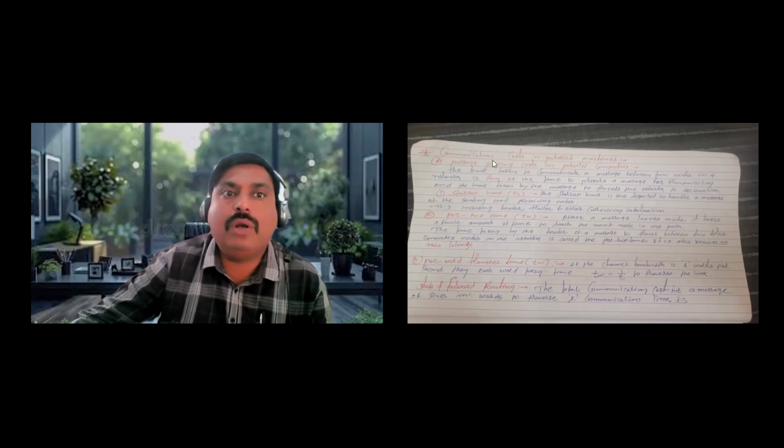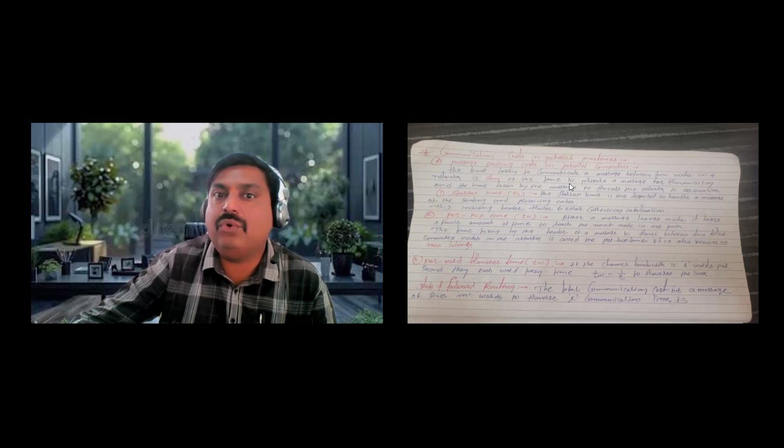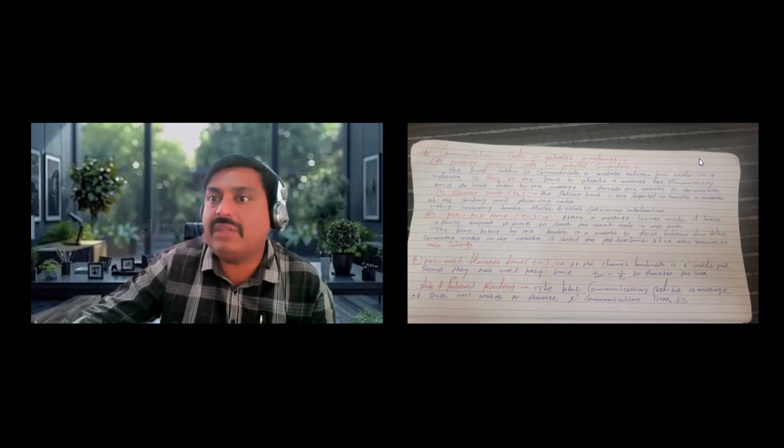Right? So, communication cost for parallelism. First is the message passing cost in parallel computing. The time taken to communicate a message between two nodes in a network is the sum of the time to prepare a message for transmission and the time taken by the message to travel the network to the destination. So what is that? We are sending a message from one node to the other node.